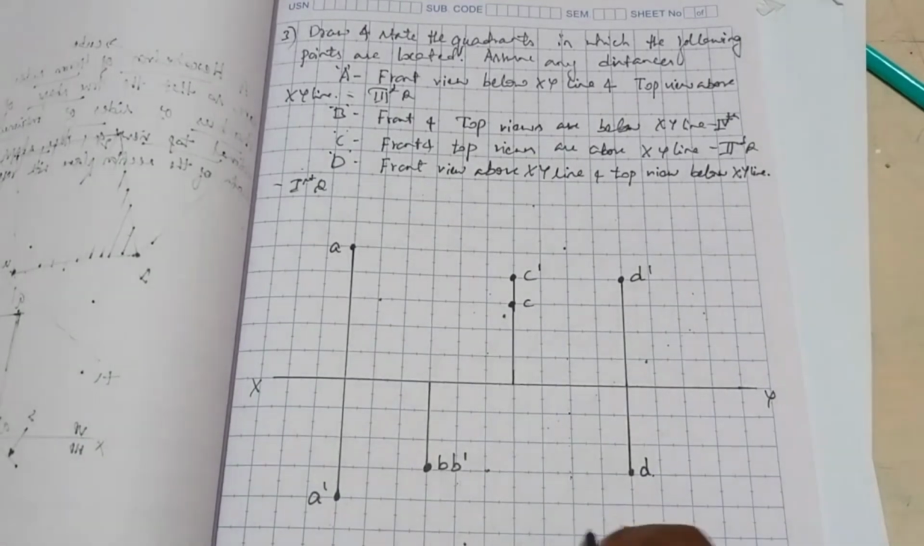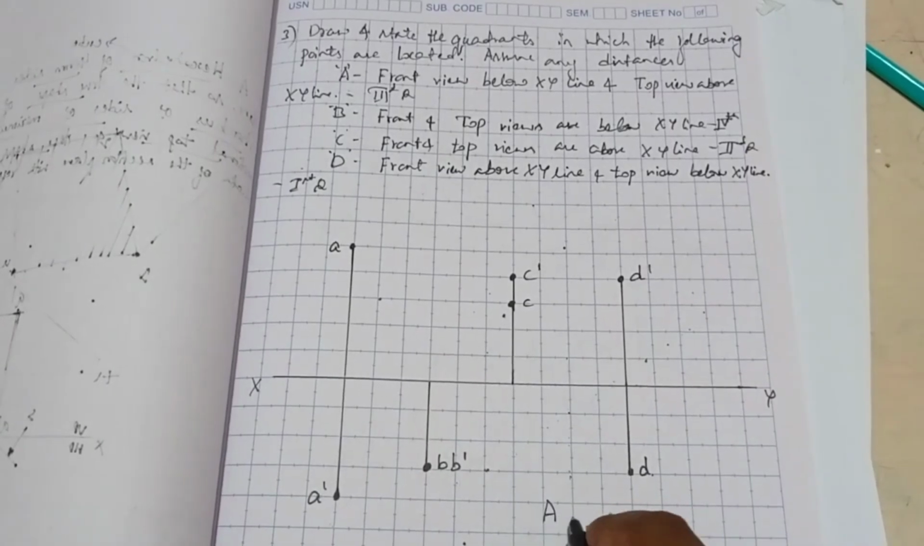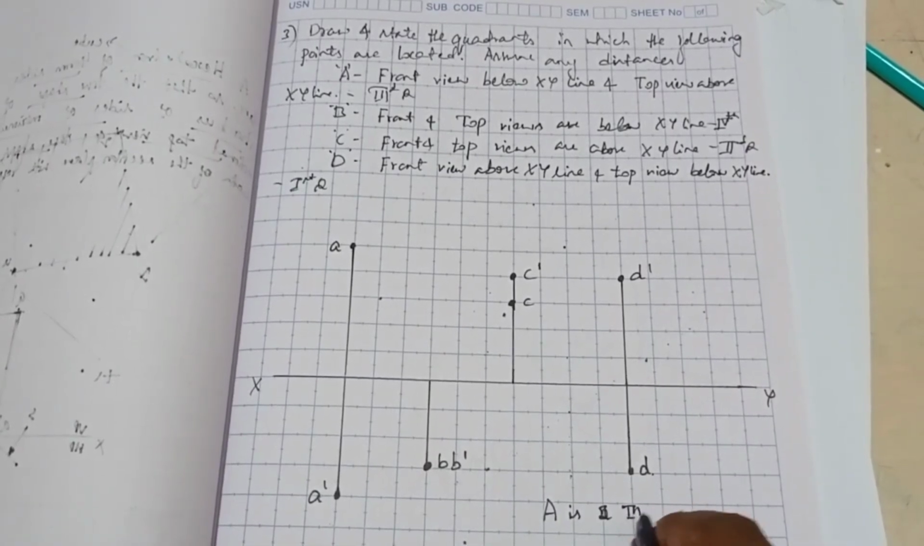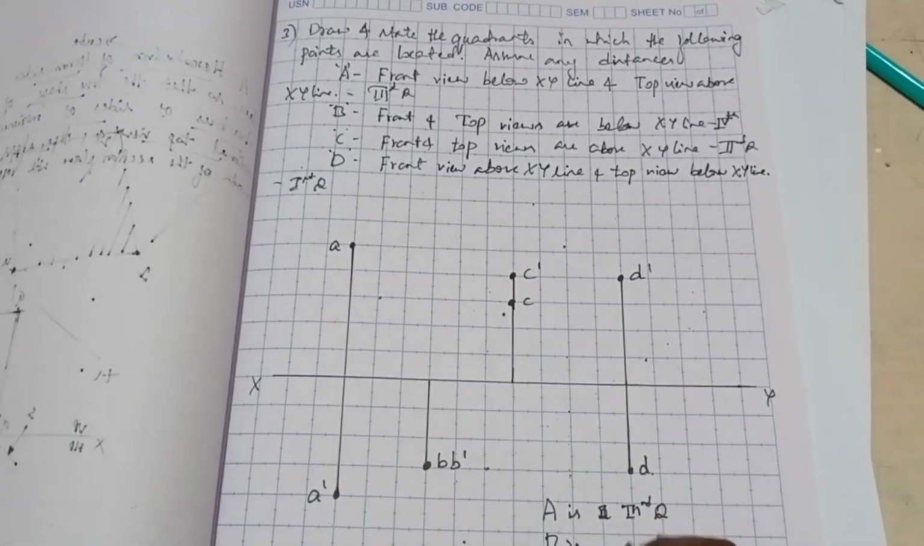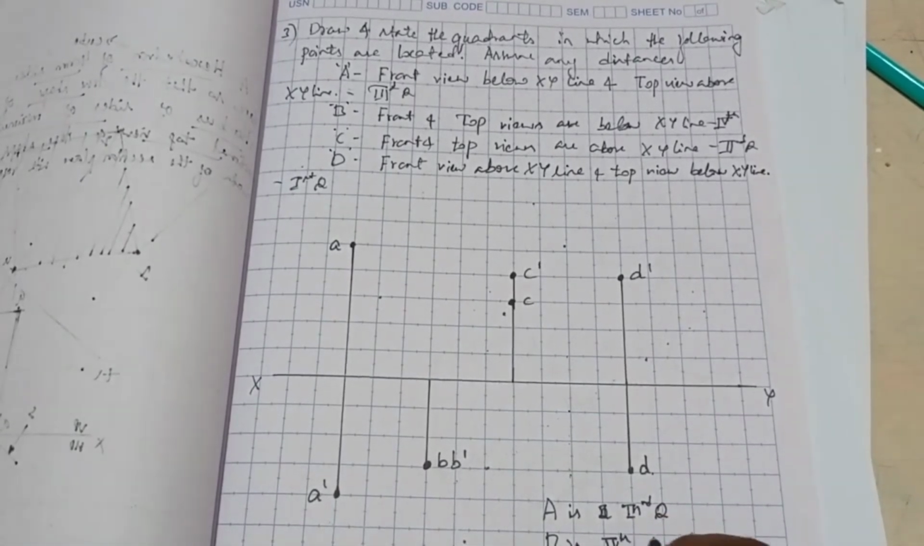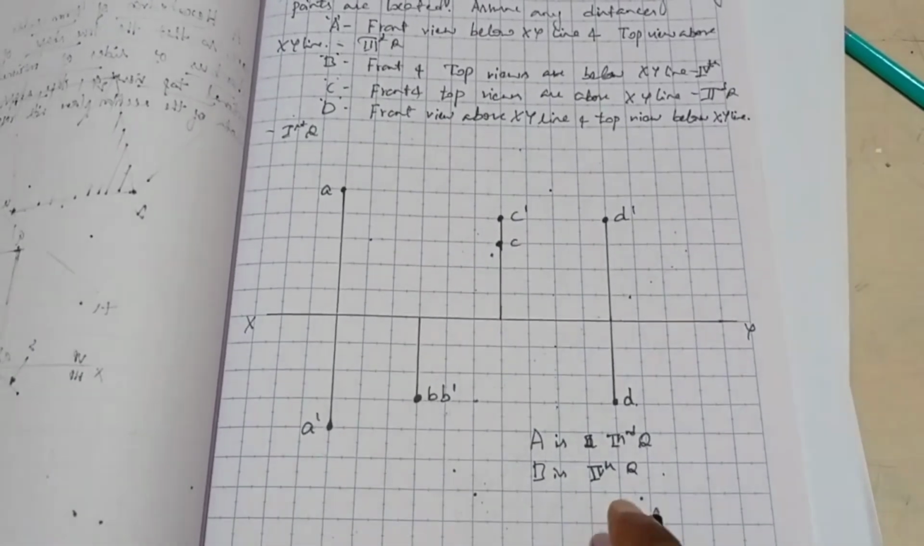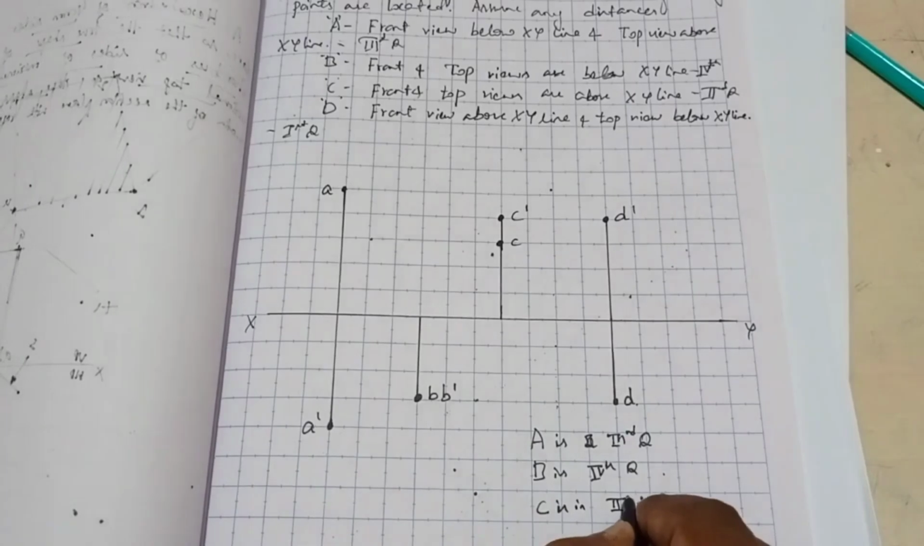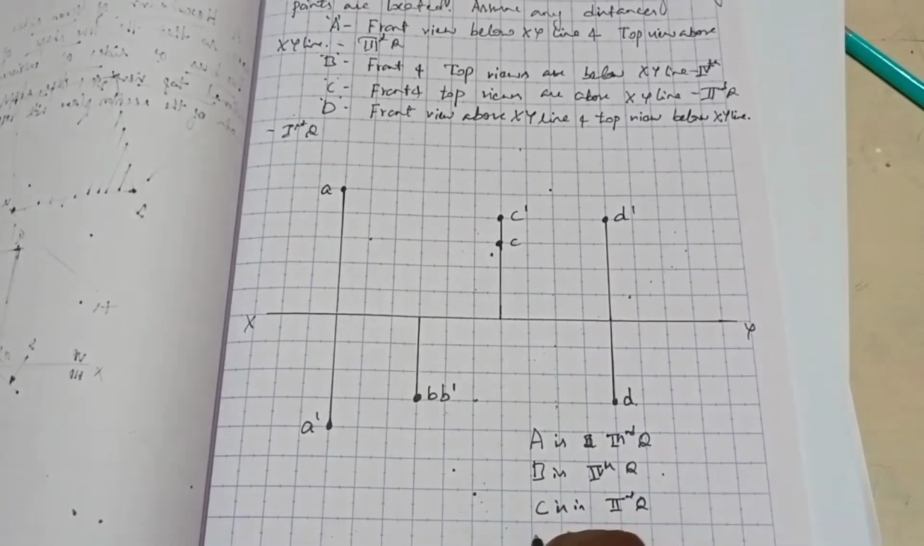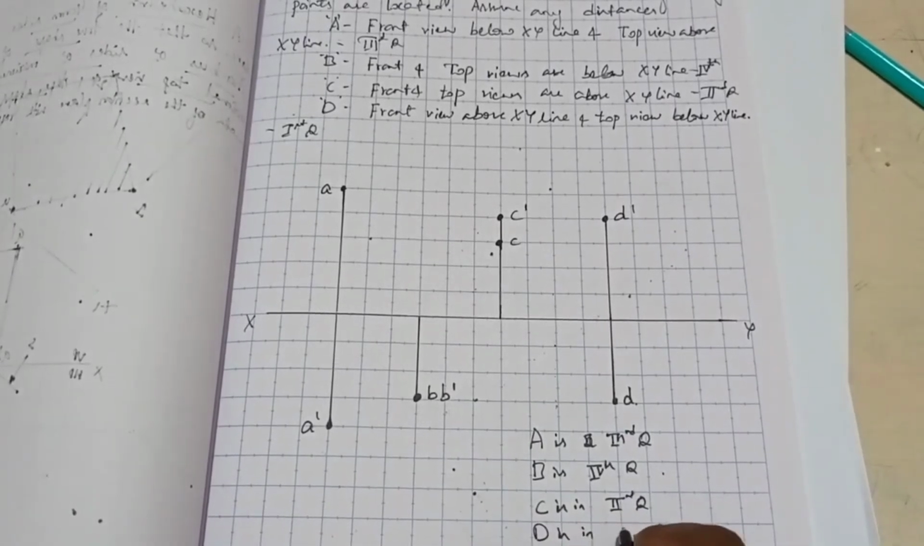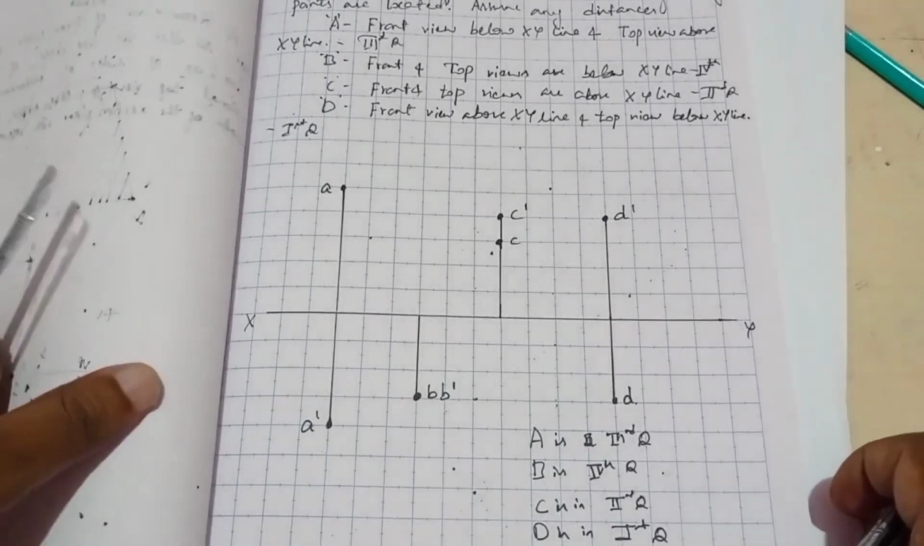If you want to mention, you can mention here. A is in third quadrant, and B is in fourth quadrant. Similarly C is in second quadrant and D is in first quadrant. So that completes the problem.